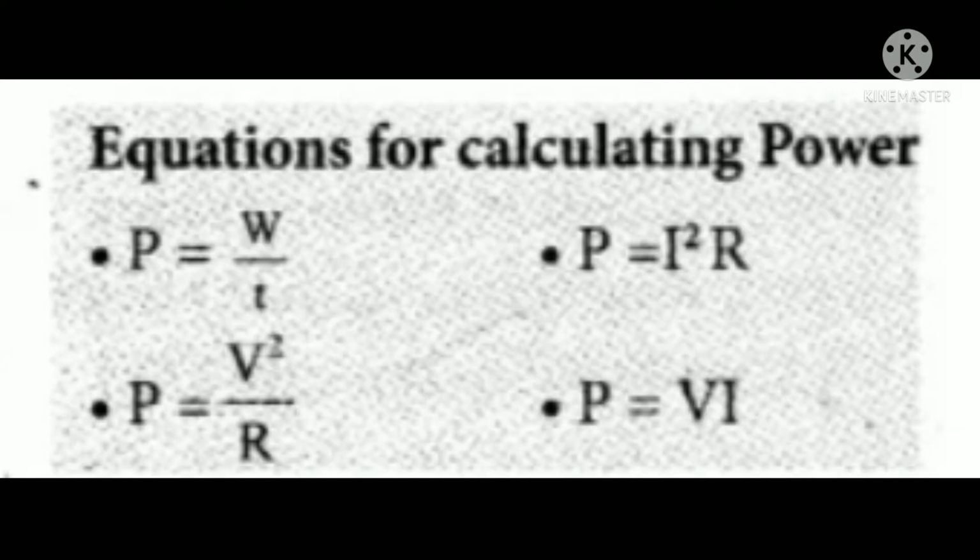Then these are the equations for calculating power. P is equal to W by T. P power, W work, T time. These equations are substituted in Joule's law. We got the equations of power. P is equal to V square by R. P is equal to I square into R. P is equal to V into I. Study these equations by heart.